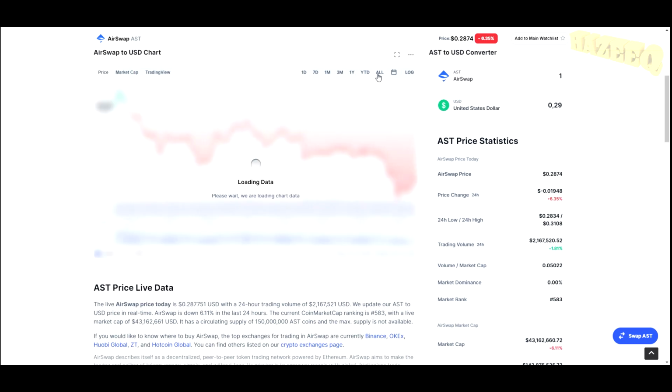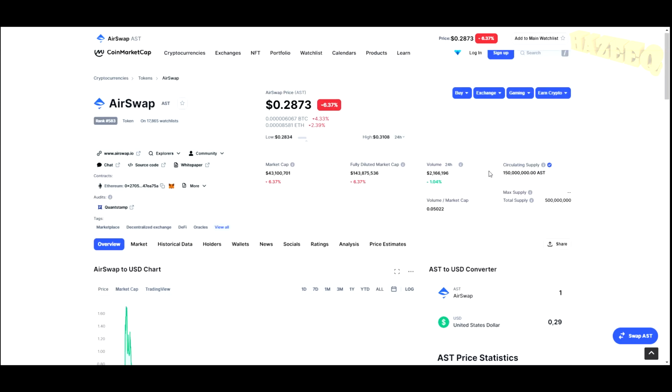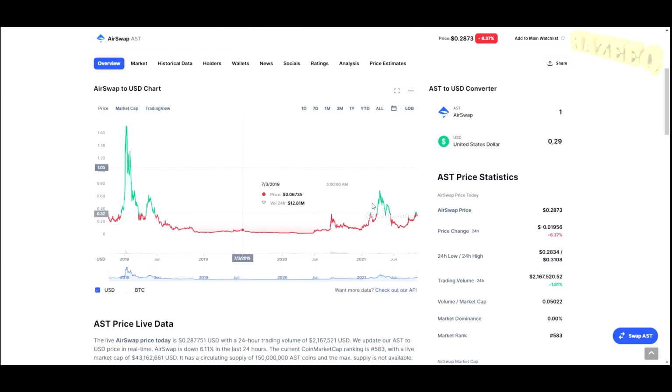Now, here you can click on all to see the longevity of the project. So it's been around since 2018, right? And the peak price was $70. Right now it's sitting at 28 cents. It's really run down right now, yeah.